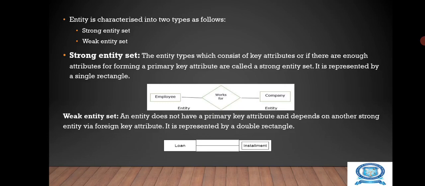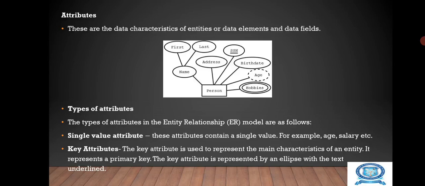The weak entity set does not have a primary key attribute and it depends on another strong entity via the foreign key attribute. It is represented by a double rectangle. Now let us see about attributes. These are the data characteristics of entities or data elements in the data fields.